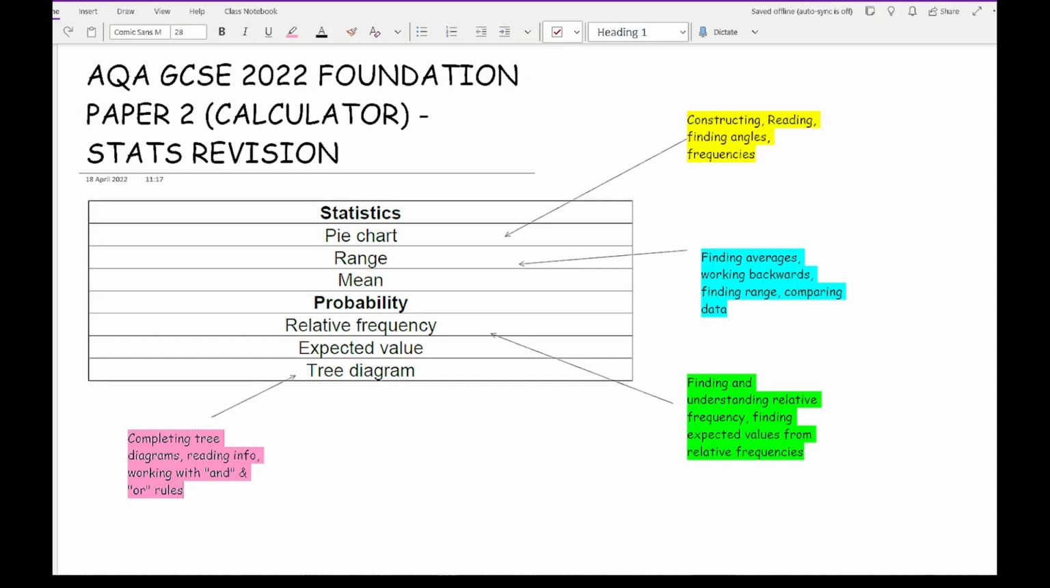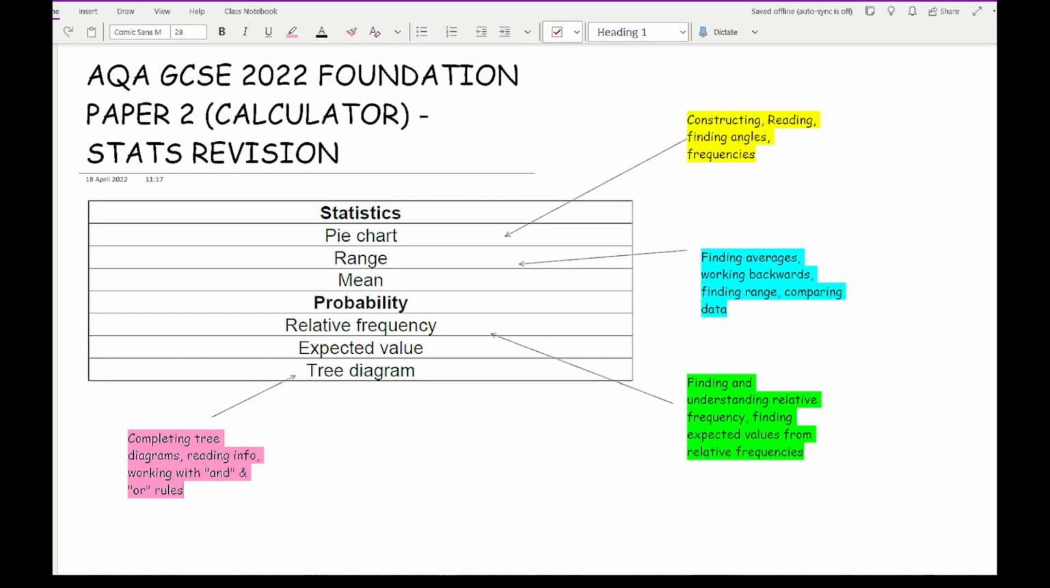Now I would say the individual topics are probably pie charts. So when you're revising this topic, make sure you're able to construct a pie chart from scratch when you're given a circle, finding the angles, but also working backwards where you're given a complete pie chart and you then need to answer questions related to the pie chart in terms of finding out what the angles would be or finding frequencies.